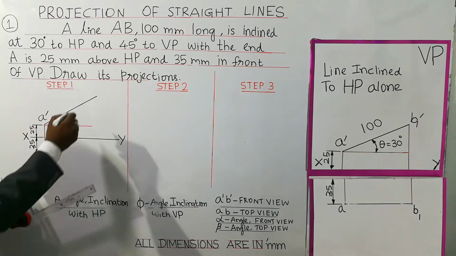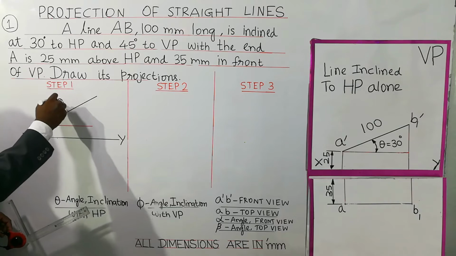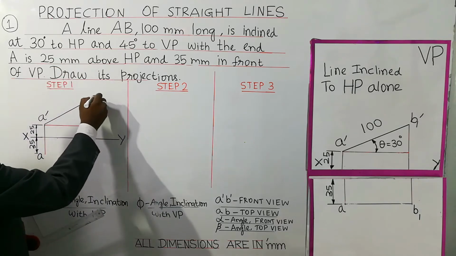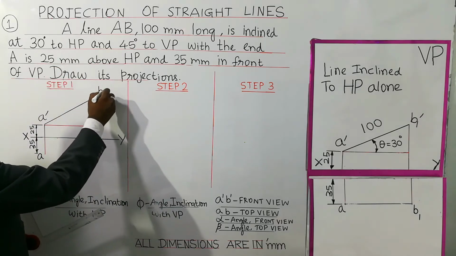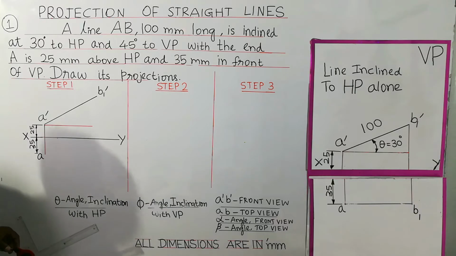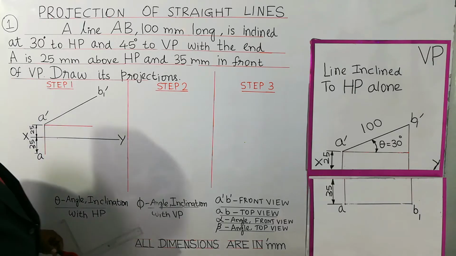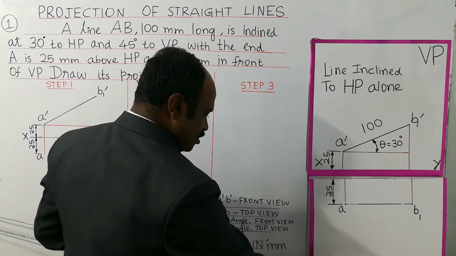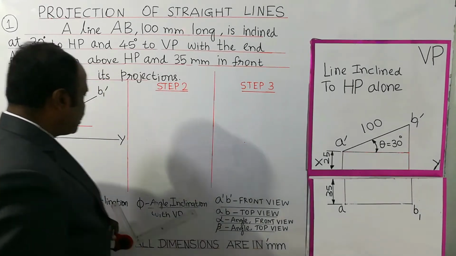This is the end of the line, showing the true length, whatever length is there, 100 mm. This point is marked as, say, B1 dash. Understand? Now we are going to draw the projection line. Projection lines shall be drawn using a 2H pencil, shown here in red color.